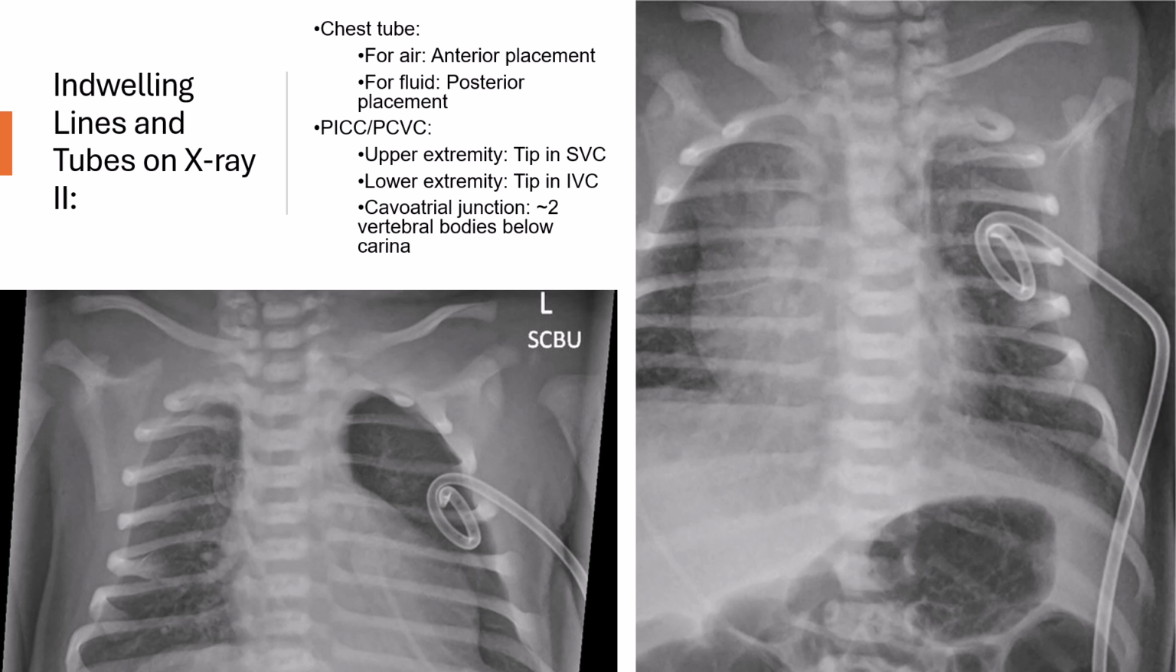For peripherally inserted central catheters, the tip location depends on the insertion site. For upper extremity PICCs, the tip should be in the superior vena cava. For lower extremity PICCs, the tip should be in the inferior vena cava. A helpful landmark is that the cavoatrial junction is approximately 2 vertebral bodies below the carina on an AP chest X-ray.